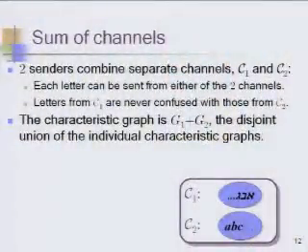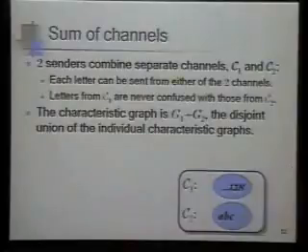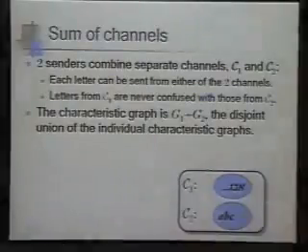Exactly. So this is the next bullet. As Jennifer stated, the characteristic graph is precisely the disjoint union of the 2 individual characteristic graphs.